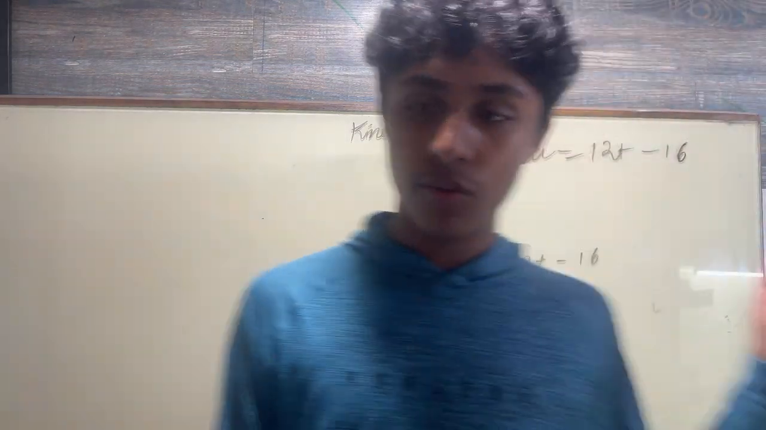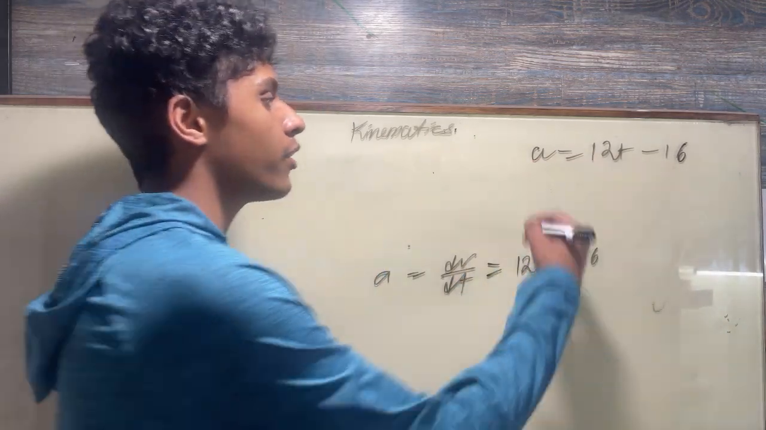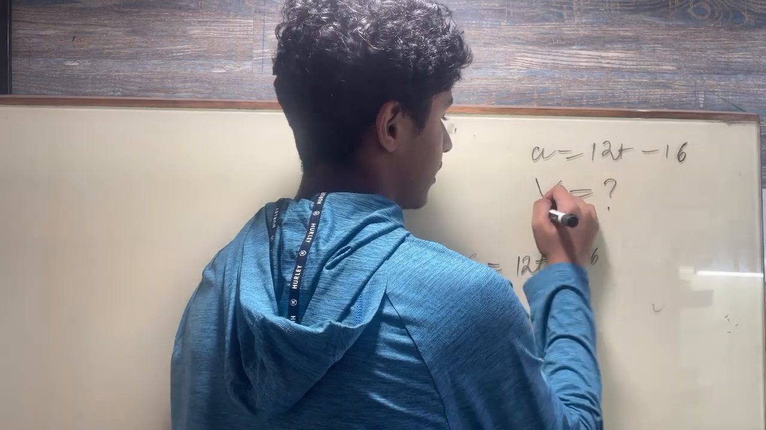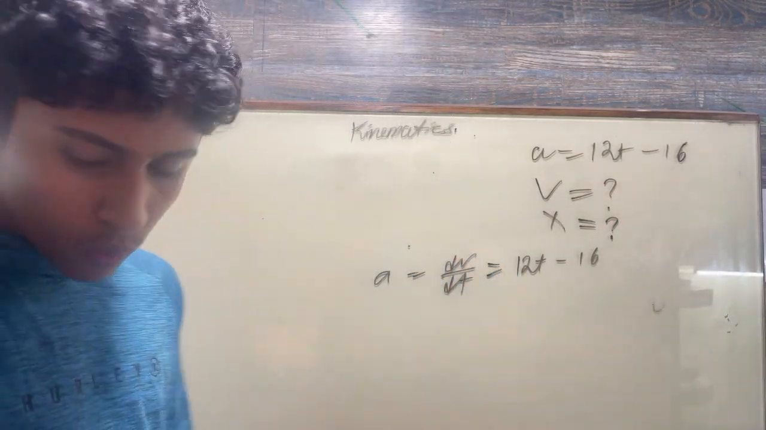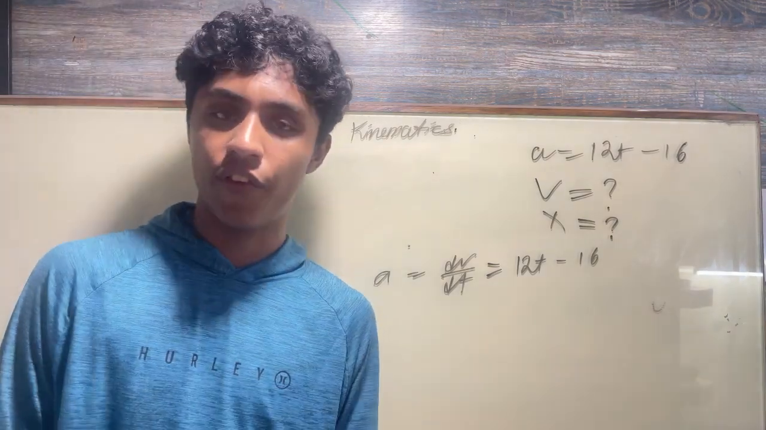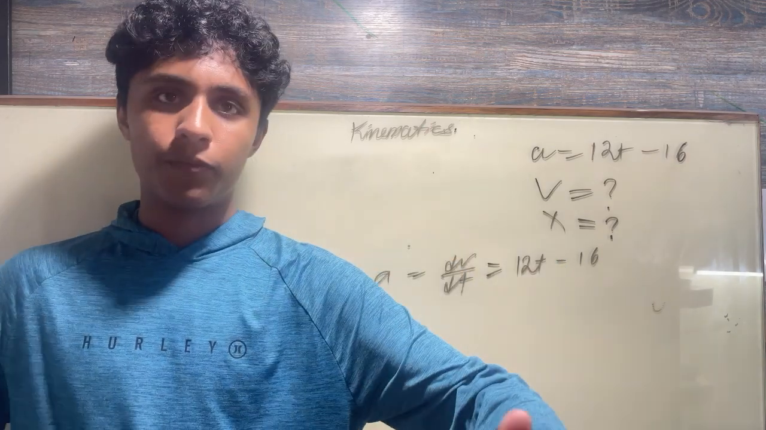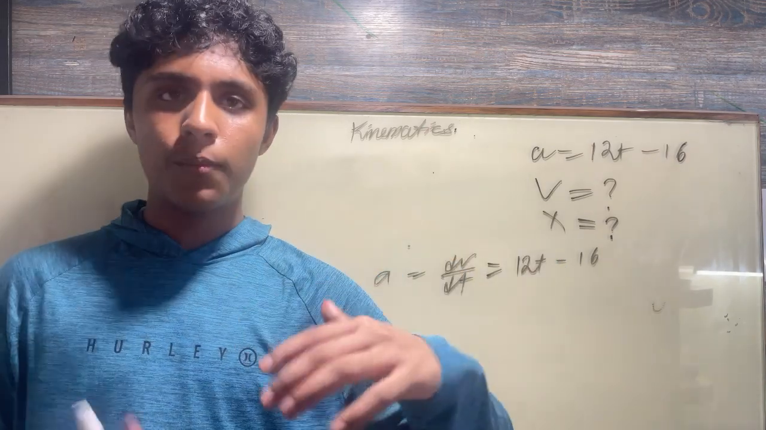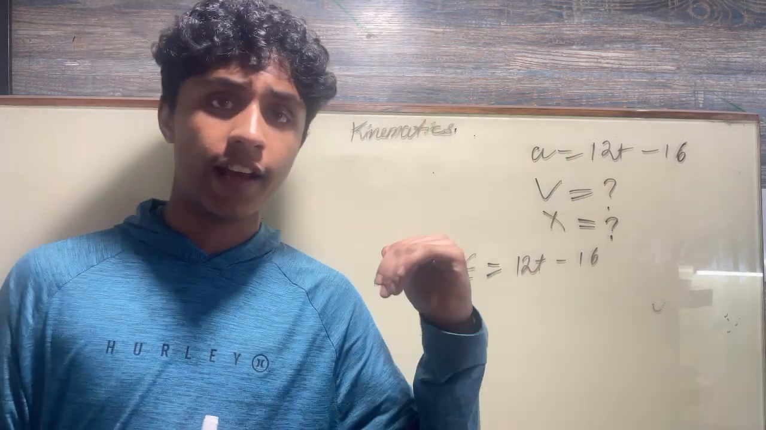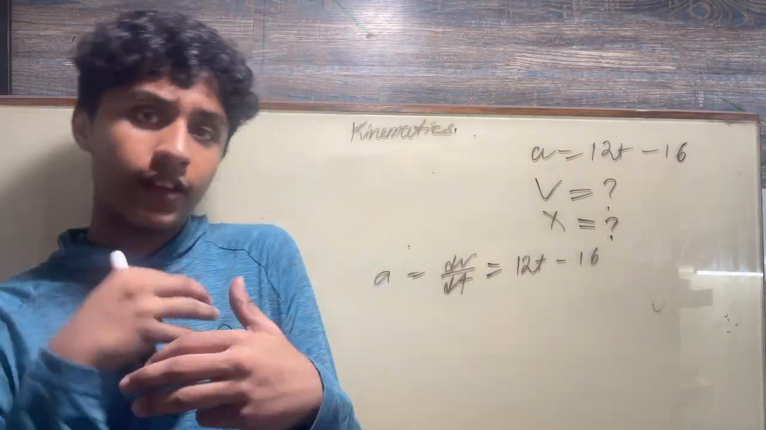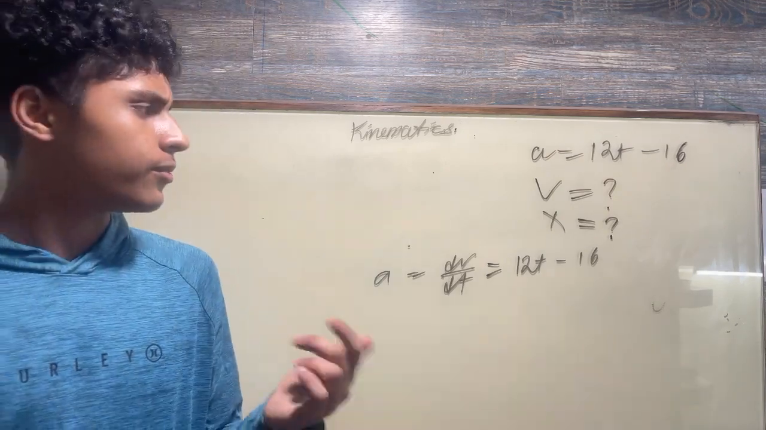What do I do in this situation where I only have 12t minus 16? How am I going to find my velocity and displacement? Now what do you guys know about the opposite of differentiation? So we know if we differentiate x, we will get v. Now is there any possibility of doing a function of v which is the exact opposite of differentiation to get x? It's kind of like reversing the problem.